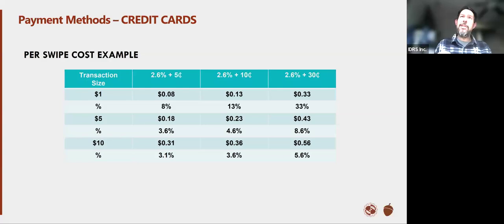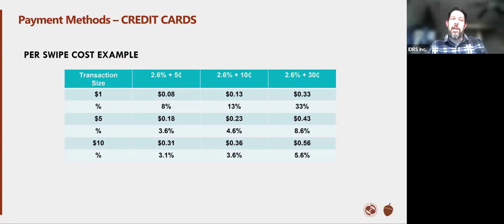But if you're accepting smaller transactions, and most of your transactions are going to be small, and let's say $1 is the average size transaction, and you have a 30-cent per charge, that's actually going to be 33% of that transaction. Even if you went to 5%, it's still almost 10% of the transaction value. And so you're losing a large percentage of your transaction every time you swipe that.